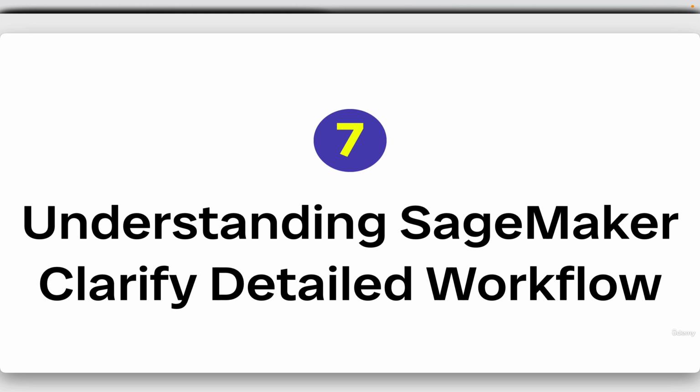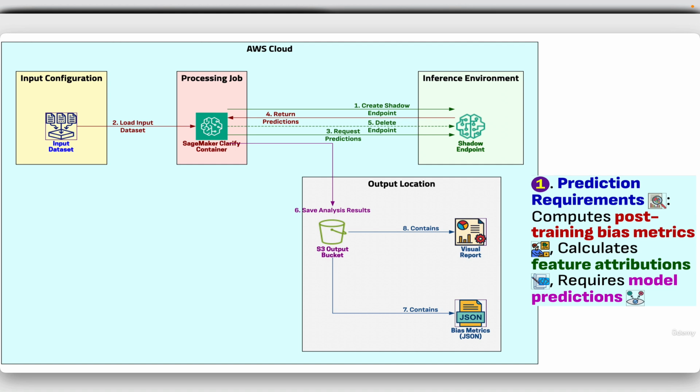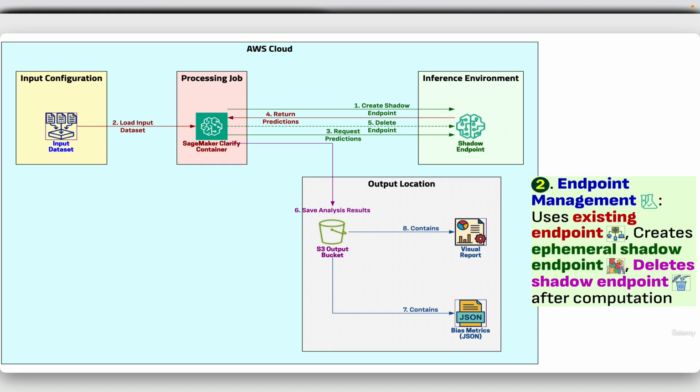Next topic is understanding SageMaker Clarify detailed workflow. So we'll go much deeper. SageMaker Clarify needs model predictions to compute post-training bias metrics and feature attributions. You can provide your own endpoint, or Clarify will create a temporary one called a shadow endpoint using your model name. The system follows a specific order. First, it validates the inputs, then it loads the dataset into a data frame, it gets predictions from the endpoint, and finally, it computes the bias metrics and feature attributions.